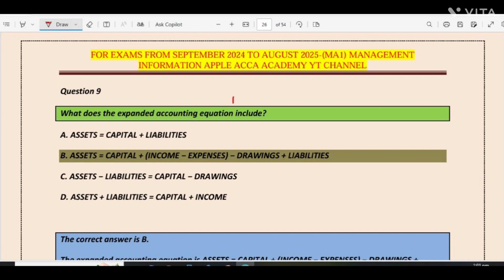Okay, now what does the expanded accounting equation include? This is very important. You have to remember this. Asset is equal to capital plus income less expenses less drawing, plus liability. This is the expanded form of the accounting equation.